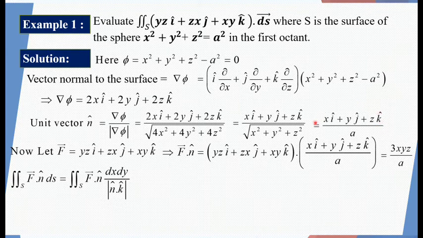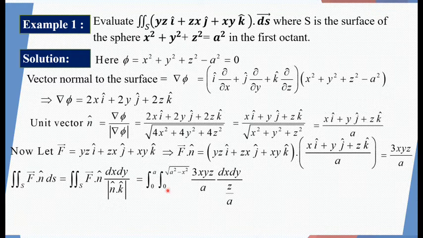This xi plus yj plus zk upon a, and dot product with k cap is z upon a. Only z upon a remains. So putting all the values, the integral limits are: when z is 0, then x square plus y square is equal to a square. So the limit for y is 0 to root a square minus x square, and for x the limit is 0 to a in the first octant.